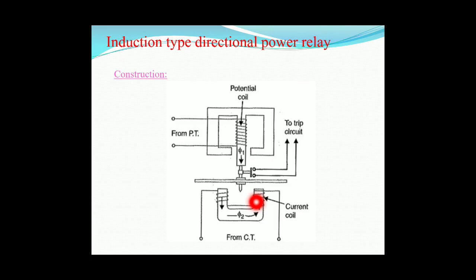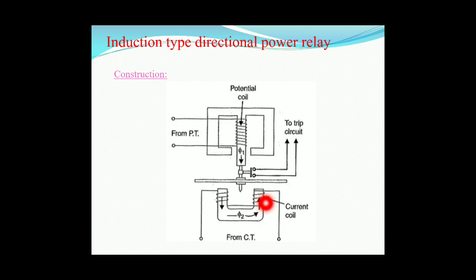Next one is the lower electromagnet. This is the lower electromagnet. It has a separate winding called the current coil. This is the current coil, connected to the secondary of a CT in the line to be protected. This is from the CT.